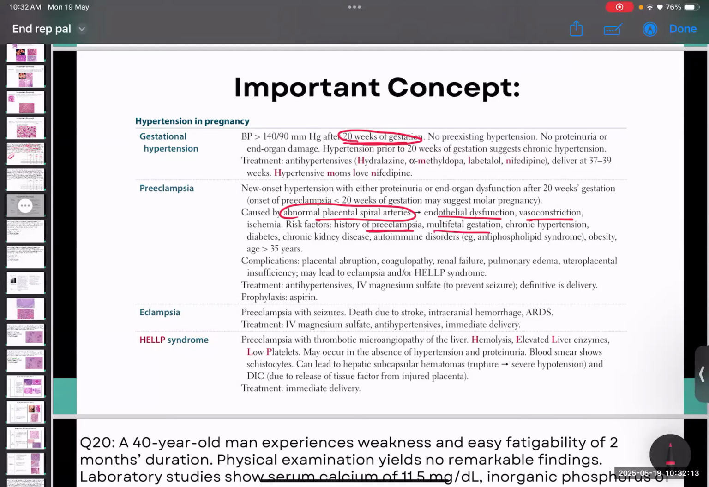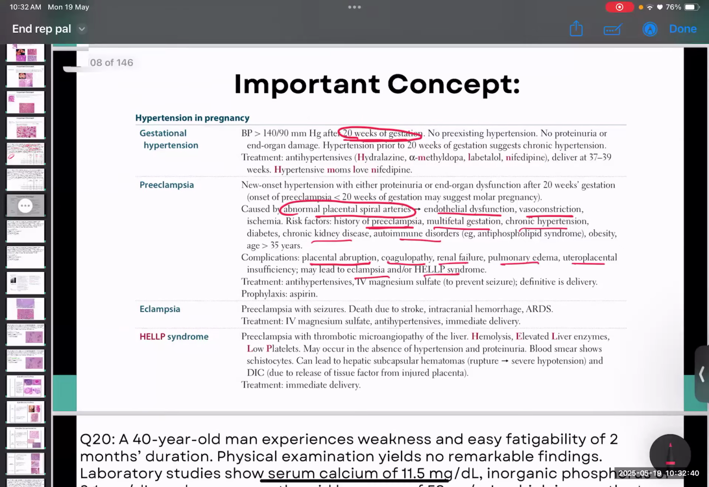Other risk factors are multifetal gestation, chronic hypertension, CKD, autoimmune diseases, and obesity. Complications of preeclampsia would be placental abruption, mainly because, as we know, placental spiral arteries are abnormal, so that can easily cause the placenta to rupture or slough off from the uterus. Others are coagulopathy, renal failure, pulmonary edema, uteroplacental insufficiency, eclampsia, or HELLP syndrome.